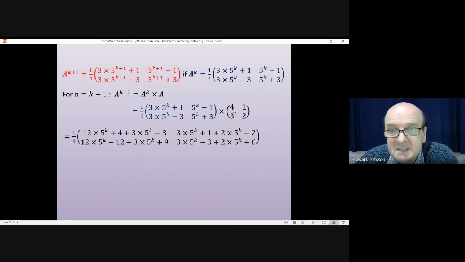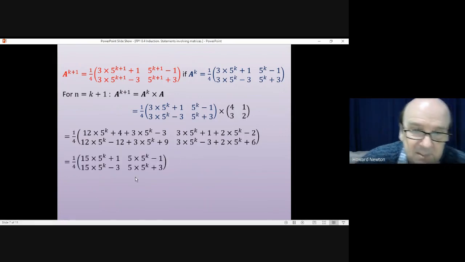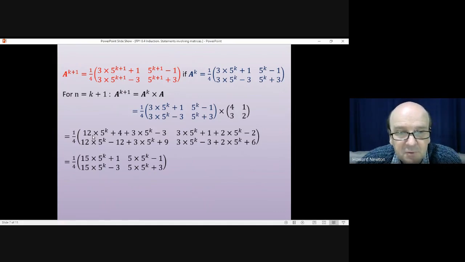So we'll get this times this. First row times the first column gives us all of that. First row times the second column gives us all of that. And so on and so on. The next row is tidying things up a bit. Here, for instance, we've got 12 lots of 5 to the k plus another 3 lots of 5 to the k. So that'll give us 15 lots of 5 to the k. Looking at the constant, we've got 4 take away 3, which is 1. Something similar happens for the other 3 terms. They can all be simplified, giving you this.